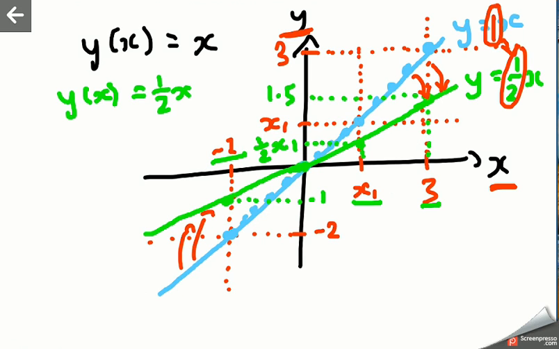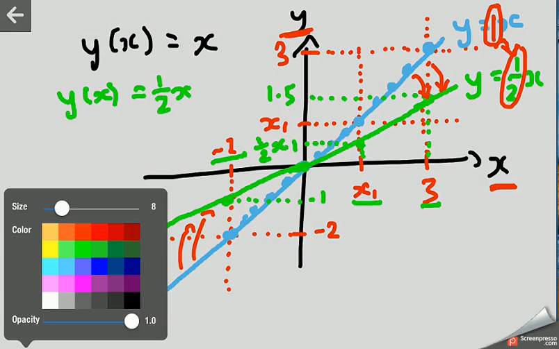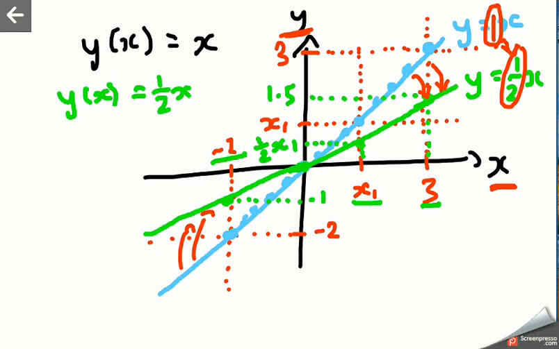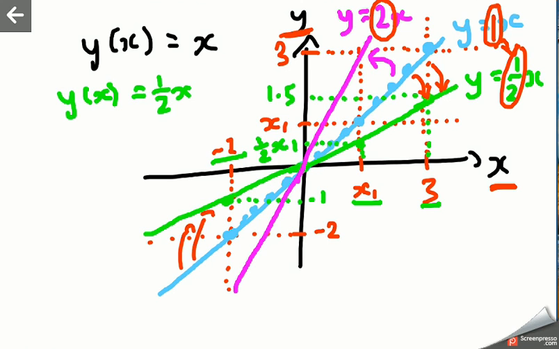Similarly, the function, let me choose another color, maybe pinkish purplish, whatever it is, if I draw the function y equals 2x, it's actually going to swing this line y equals x around that way. It's going to increase the slope because I have a bigger, what we're going to call gradient. The bigger the number in front of the x, the sharper the slope is.